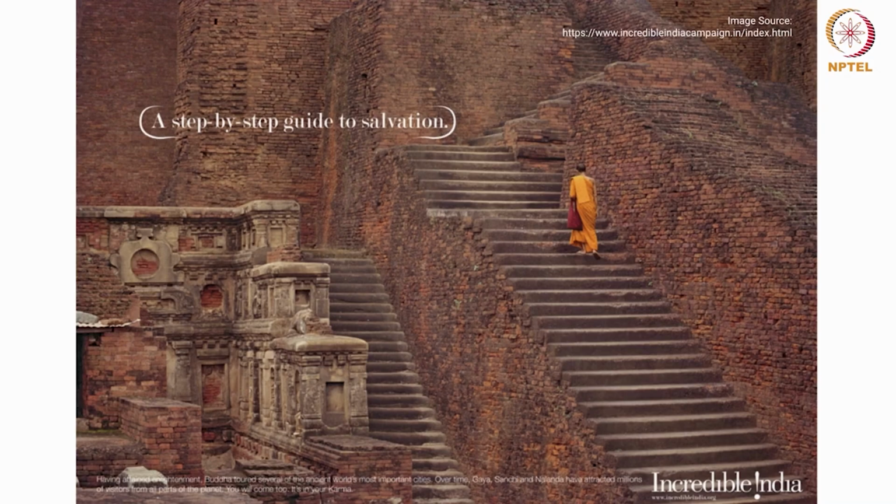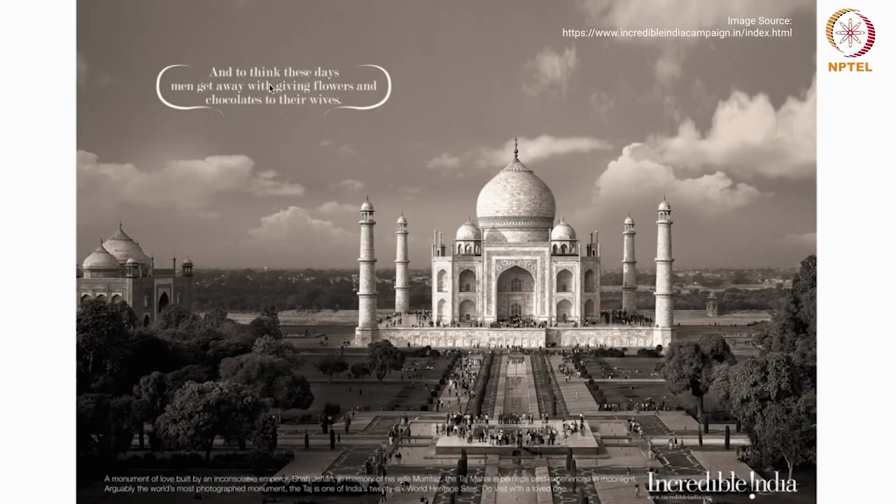Similarly, this is a very witty quote where you can see it is showing the Taj Mahal, and in that quote it says, and to think these days men get away with giving flowers and chocolate to their wives, right? So indirectly it's talking about Shah Jahan, who built the Taj Mahal for Mumtaz, and this is where the idea of love is being projected in such a beautiful way, and that has been wittily depicted using quotes. Okay.